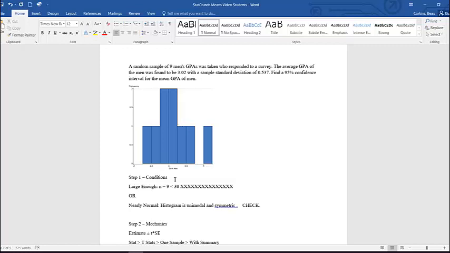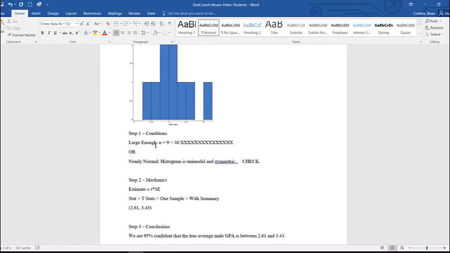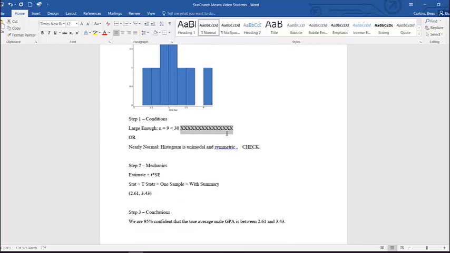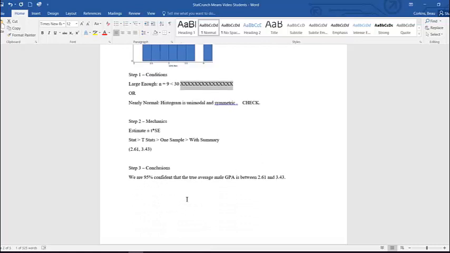The very first thing we do is check our conditions. Large enough condition: the sample size is 9. That is less than 30. Fail. However, with means, it's an OR condition. The nearly normal condition is the other one, and the histogram here looks unimodal and symmetric. With a unimodal and symmetric histogram, we can assume normality. Now, here's the best part.